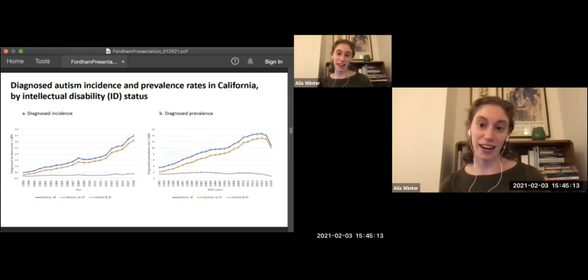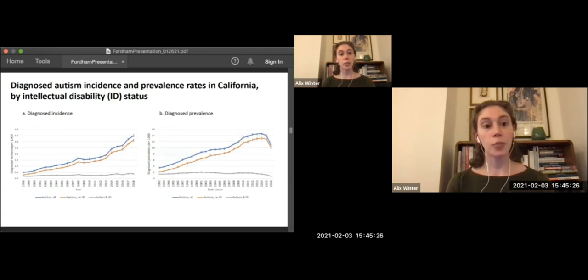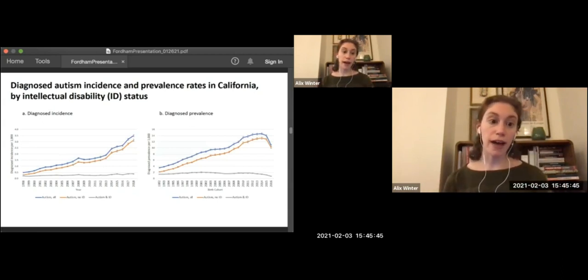So on the left here are the incidence rates of diagnosed autism for children aged 3 through 6 in 1998 through 2018. So that's the number of children aged 3 through 6 who were newly diagnosed with autism in each year per 1,000 of all children aged 3 through 6 in that year. And we see that the diagnosed autism incidence rate in California rose from about 0.5 per 1,000 3 to 6-year-olds in 1998 to 3.5 per 1,000 3 through 6-year-olds in 2018. So that's about a 612% increase.